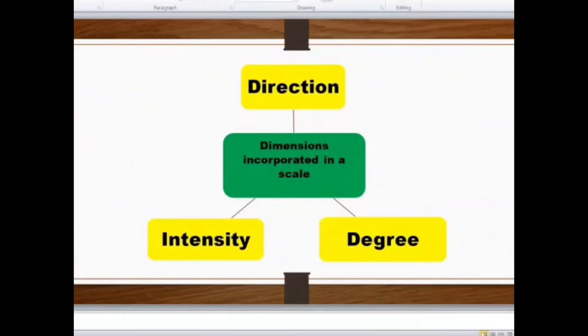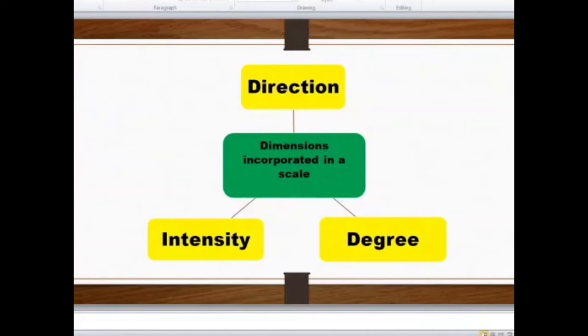And the second dimension is degree. Degree describes the amount of liking or disliking attached to an attitude. For example, students may have different degrees of liking, which can be measured from moderate to strong to very strong. The idea of degree can be applied not only to positive feelings, but also to negative feelings towards an object.